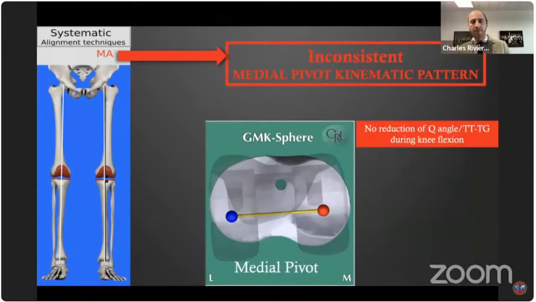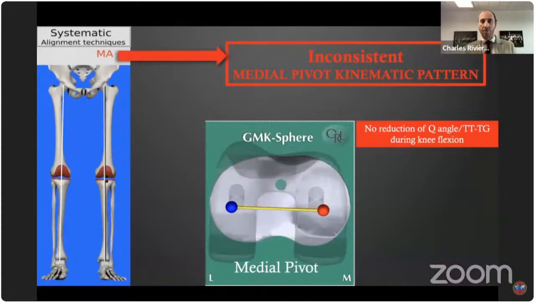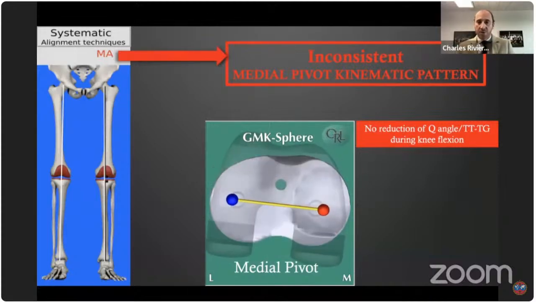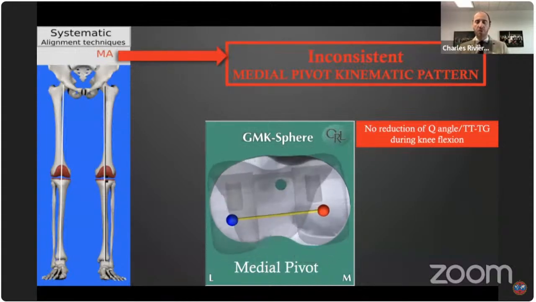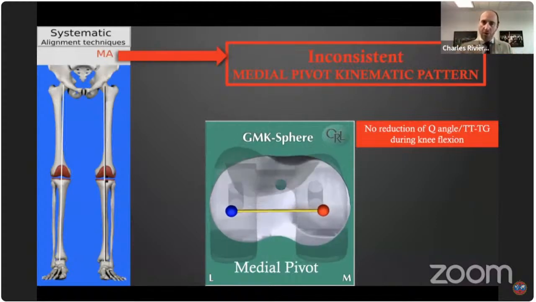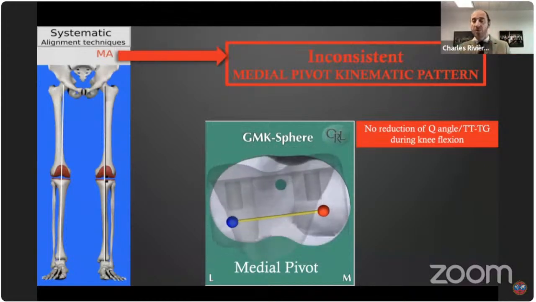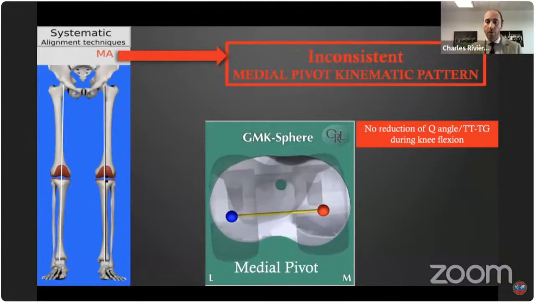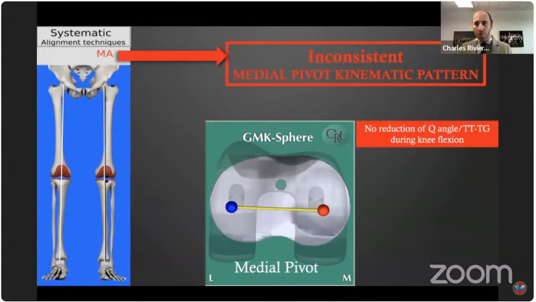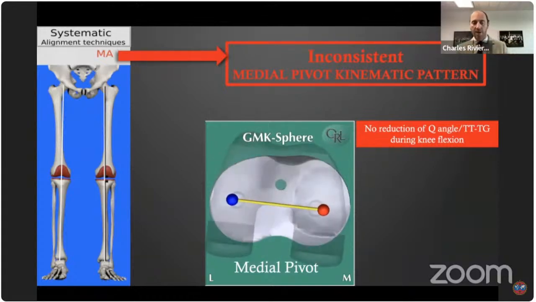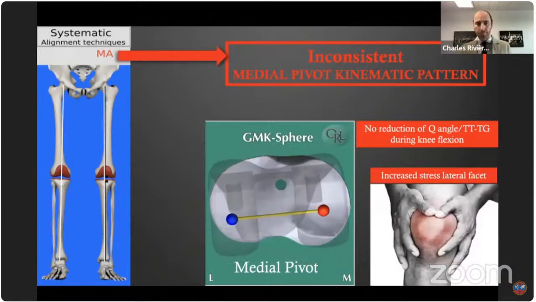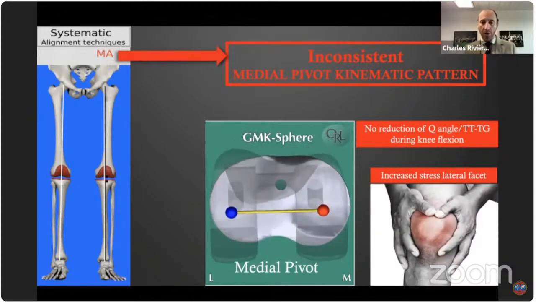Next, with AMA-TKA, because of the alteration of the anatomy and the laxity, we do not restore a consistent medial pivot pattern. And we know that the medial pivot kinematic pattern is important because when you bend the knee, there is an internal rotation of the tibia on the femur. This reduces the Q angle. So this aligns the extensor mechanism, which is good for patellar tracking. So if you don't have a consistent, good medial pivot pattern when you bend the knee, it causes increased stress on the kneecap, and then the anterior knee pain again.